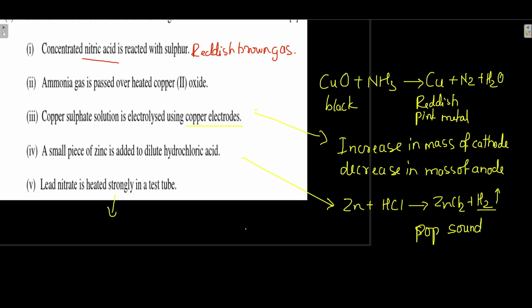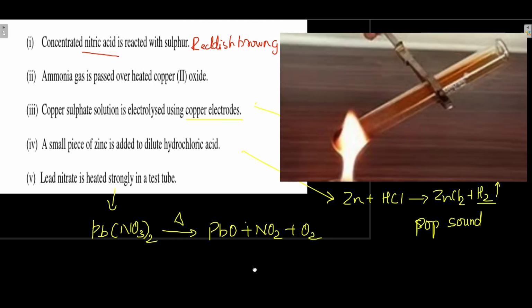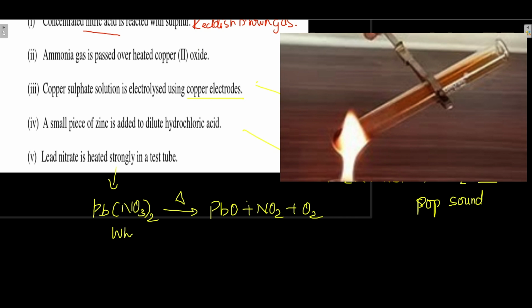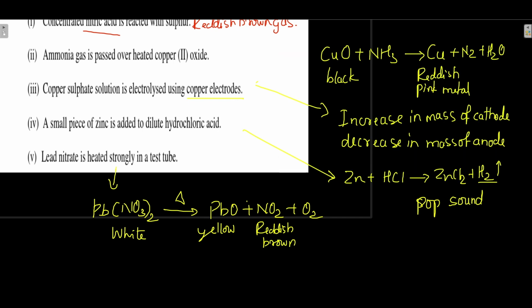Lead nitrate is heated strongly. Again, lead nitrate, Pb(NO3)2. These all reactions you have to remember, because sometimes this may be asked in balancing equation. Instead of lead nitrate, they may ask you zinc nitrate, but the reaction will be same. It will form metal oxide plus NO2 gas plus O2. Now you can write 3 observations. Lead nitrate is white, lead oxide is yellow. So you can write yellow residue is formed, or you can write for NO2 reddish brown gas formed. O2 is colorless. For that you can write the test.